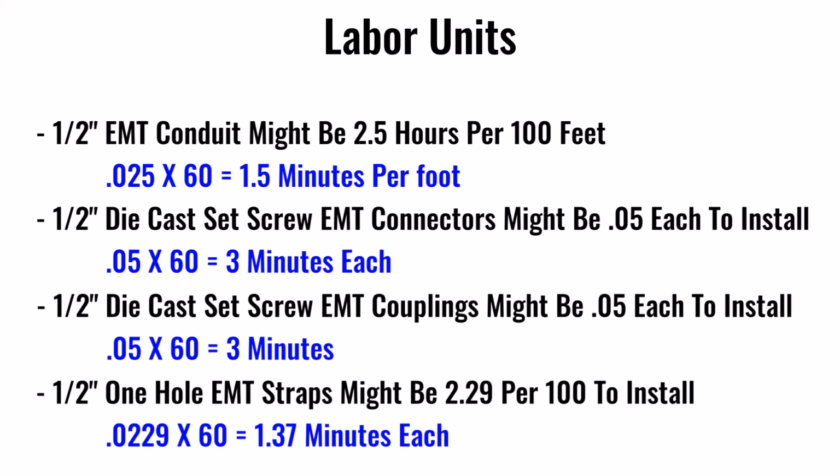2.29 divided by 100 equals 0.0229, and then multiply the result by 60 in order to calculate the installation time for each strap. 0.0229 times 60 equals 1.374 minutes each. Sounds technical, doesn't it? But this is how labor budgets get compiled.